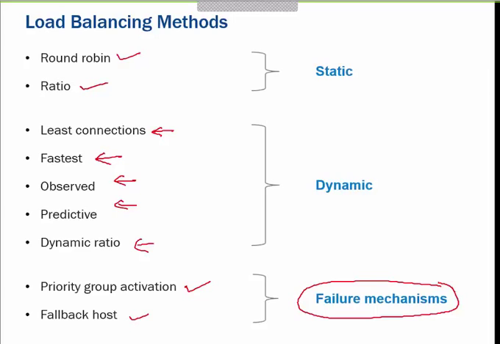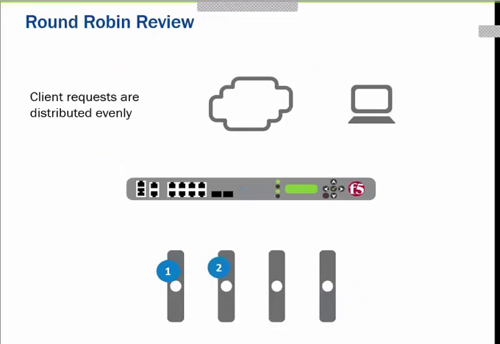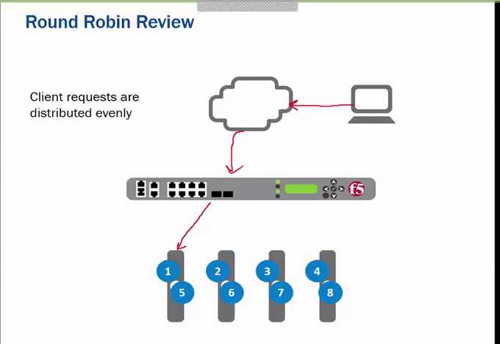So let's talk about the methods one by one. First we will talk about the static ones, and the first is the round robin method. In the round robin method, when a client sends some traffic and the F5 receives it, it sends one traffic here, the second one here, the third one here, on a round robin basis, and then the fifth, sixth, seventh, eighth.